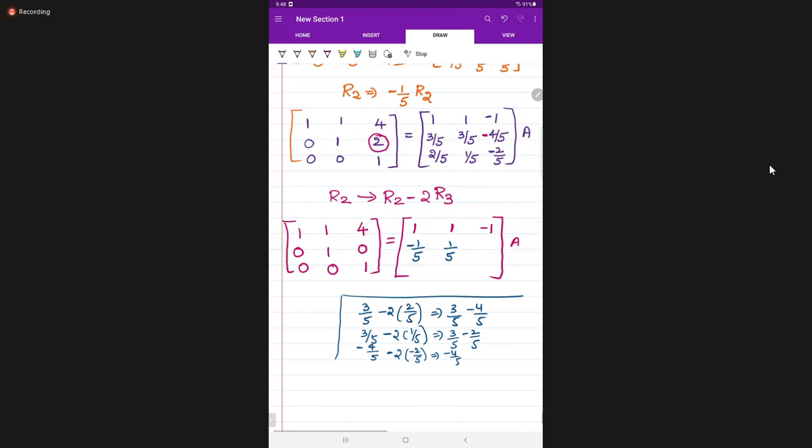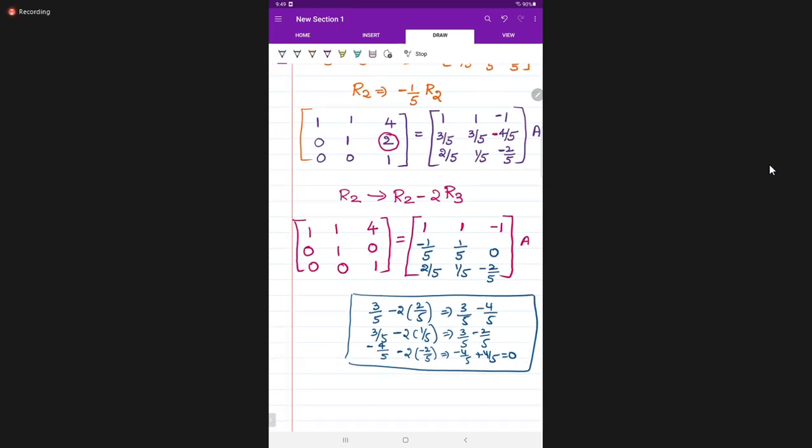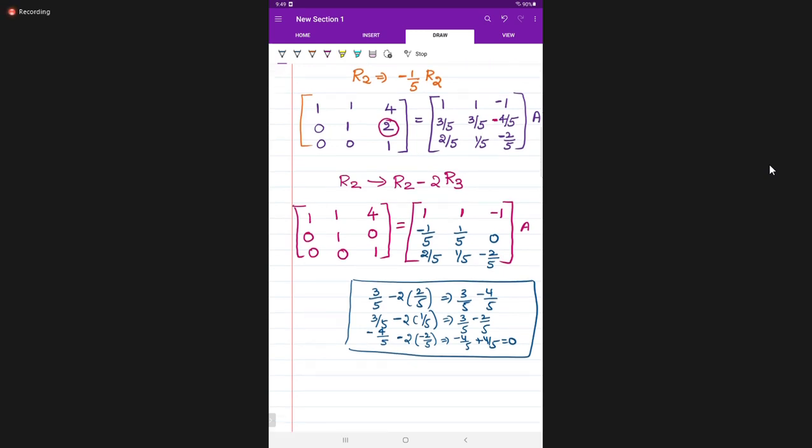Next, 2 by 5 as it is, 1 by 5 as it is, minus 1 by 5. Okay, see this LHS side. This 4, make it 0 with the help of the third row. Now tell me how many. First of all, tell me 2. Second, make it 0 with the help of the second row, so we can write R1 implies R1 minus R2.